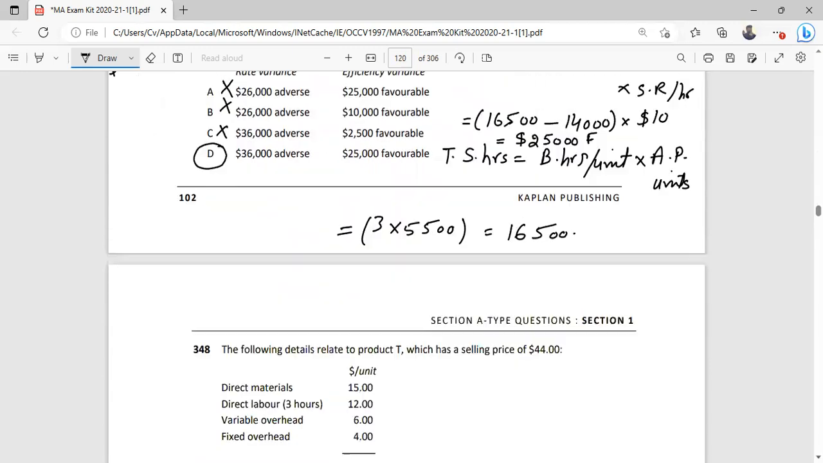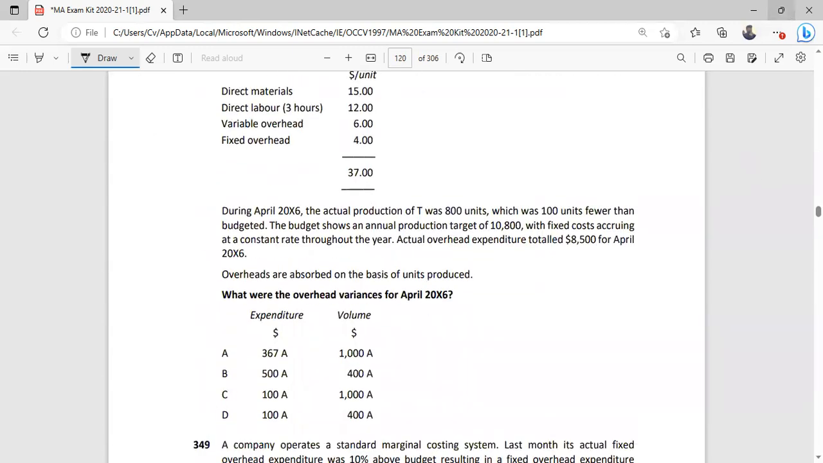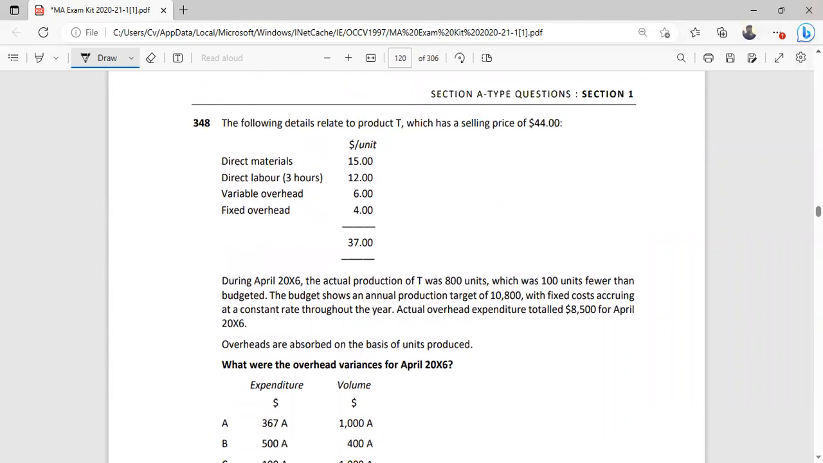Okay. Now we will move on to the next question. This one is slightly technical. The following details relate to product T, which has a selling price of $44. Direct material, direct labor, variable overheads per unit, and fixed overheads per unit. Fixed overheads per unit means overhead absorption rate per unit.